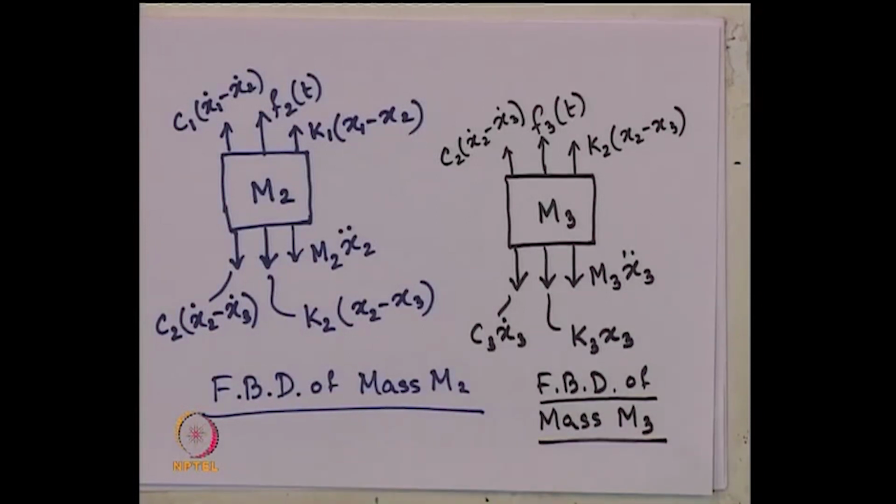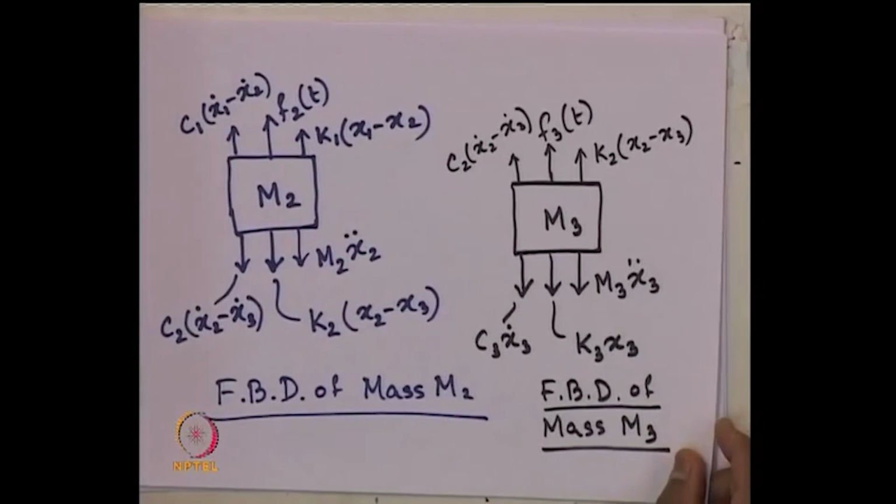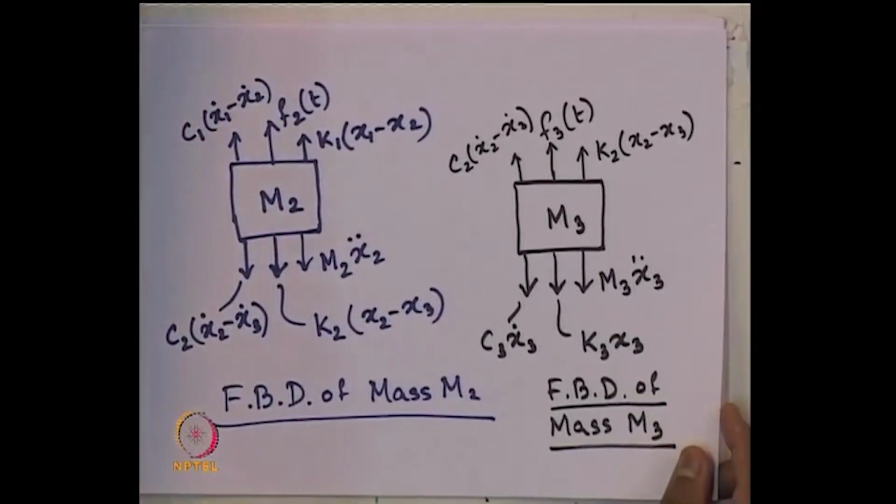So, is it clear now how the free body diagram of each of the masses has been drawn? Now, from this free body diagram, what do we have to do? We have to use D'Alembert's principle. So, now let us use D'Alembert's principle for each of these free body diagrams, that is, the equilibrium conditions we will consider for each of these masses.